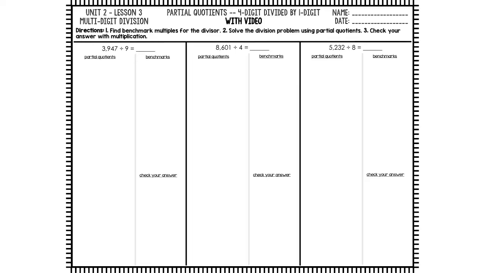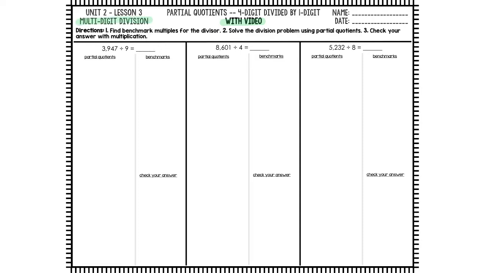All right, today we're going to start partial quotients, 4 digits divided by 1 digit. This is the with video, and this is multi-digit division.